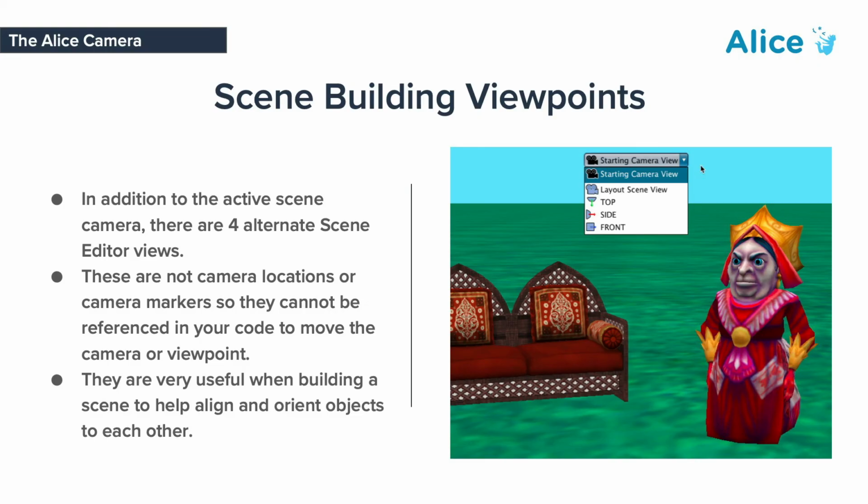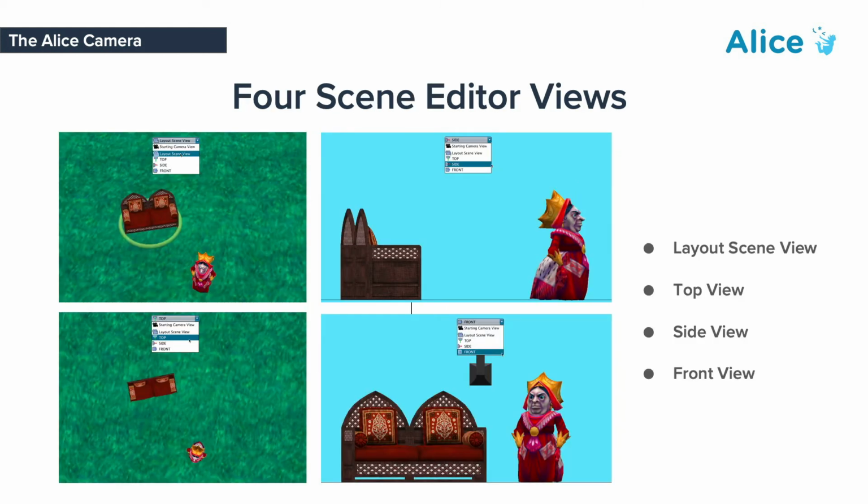In addition to the active scene camera, there are 4 alternate scene editor views. These are not camera locations or camera markers, so they cannot be referenced in your code to move the camera or viewpoint. They are very useful when building a scene to help align and orientate objects to each other. We can choose Layout Scene View, Top View, Side View, or Front View.